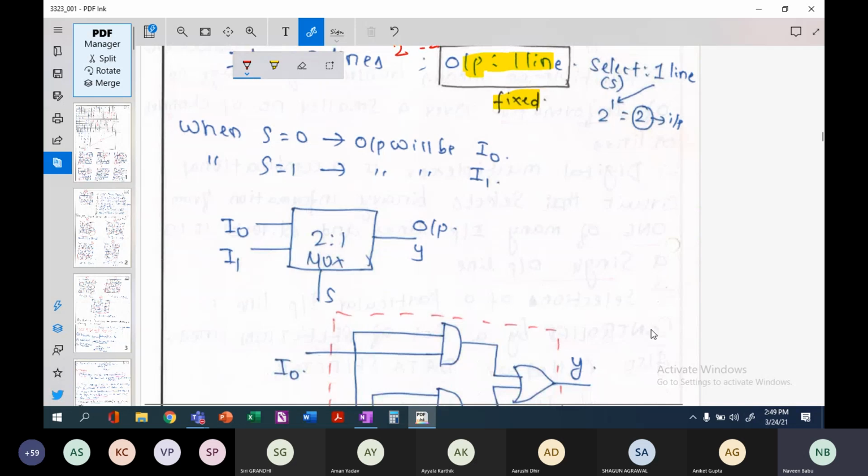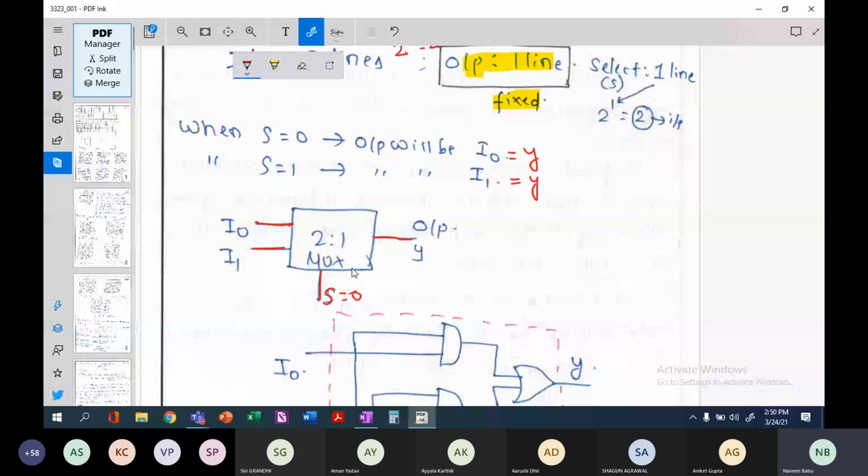And the block diagram looks like this: I have 2 inputs here, input I0 and input I1. It is a 2 cross 1 multiplexer with one select line, S, and one output line. So when my S is equal to 0, my output Y will be equal to I0. When my S is equal to 1, then my output Y will be equal to I1.